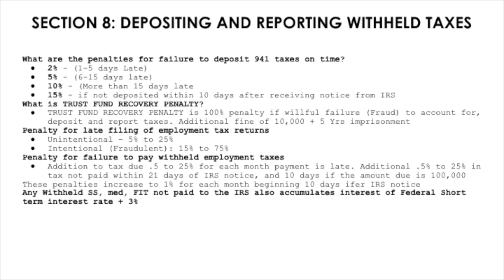Let's look at the last section, penalty for the failure to pay withheld employment taxes. Now the taxes are withheld, but the employer has not submitted it. So addition to the tax due, 0.5 to 25% for each month payment is late. Additional 0.5 to 25% in tax not paid within 21 days of the IRS notice, and 10 days if the amount due is $100,000. These penalties increase to 1% for each month beginning 10 days after the IRS notice.